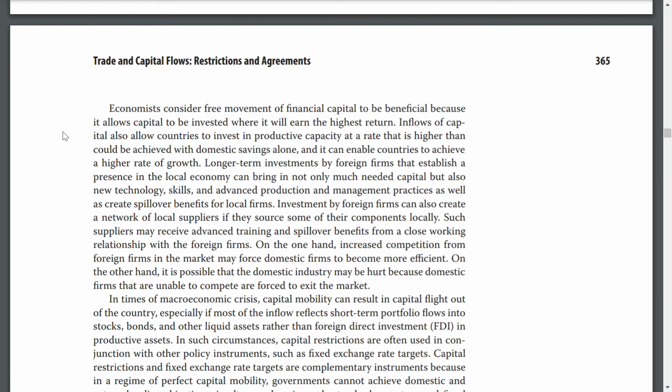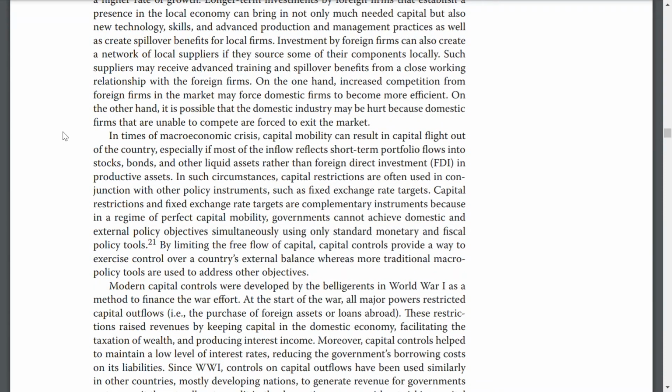Increased competition from foreign firms in the market may force domestic firms to become more efficient. On the other hand, it is possible that domestic industry may be hurt because domestic firms are unable to compete with the foreign firms and therefore exit the market. In times of macroeconomic crisis, capital mobility can result in capital flight, especially if most of the inflows reflect short-term portfolio flows into stocks, bonds, and other liquid assets rather than flows directly into investments in productive assets.